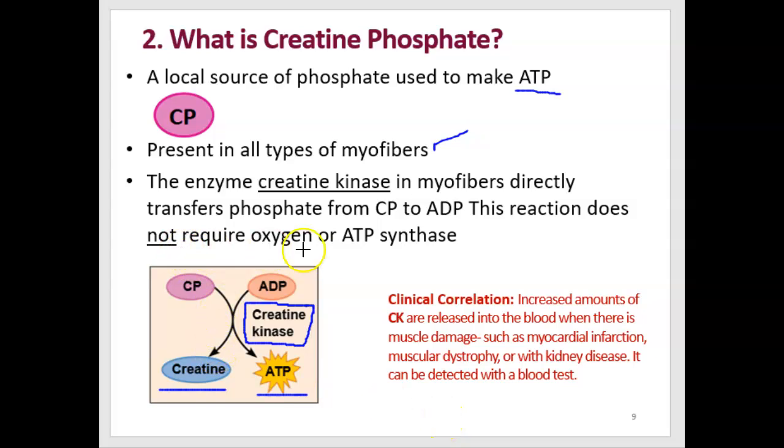So this doesn't require oxygen. It doesn't require the electron transport chain at all. So we haven't used any energy to do this.